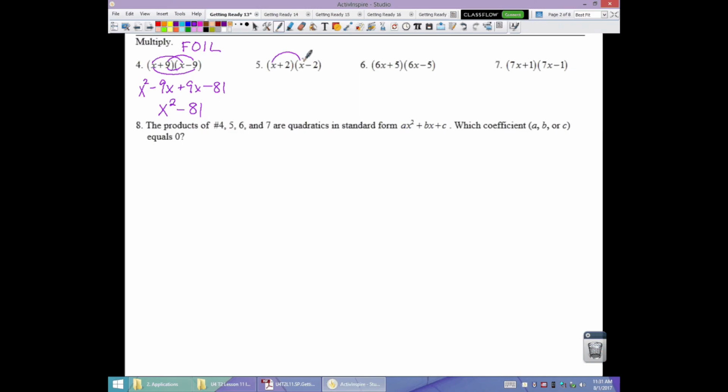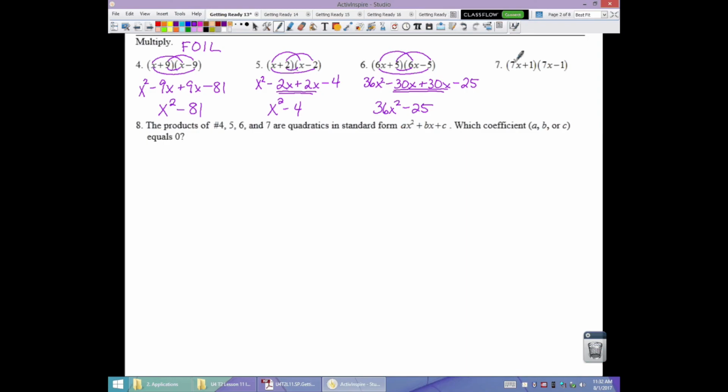Number 5, x times x, x squared. Outers, negative 2x. Inners, positive 2x. And last, negative 4. Again, the middle terms cancel. We're left with x squared minus 4. First times first, 36x squared. Outers, negative 30x, inners, positive 30x, and last, negative 25. Again, the middle terms cancel, so 36x squared minus 25.